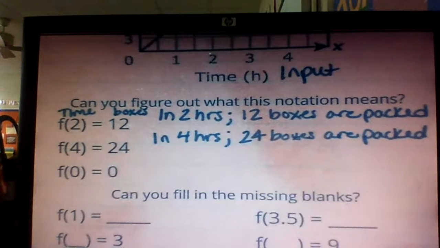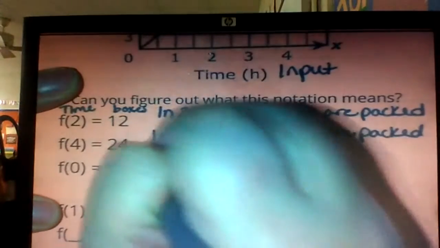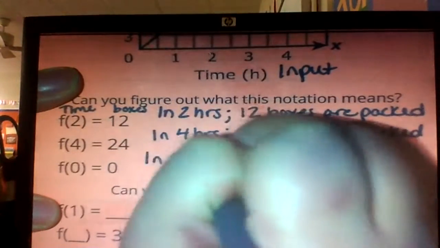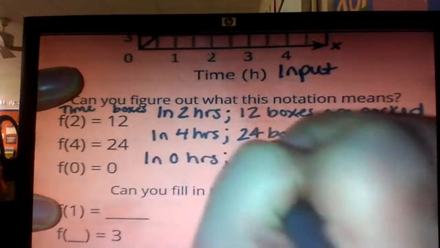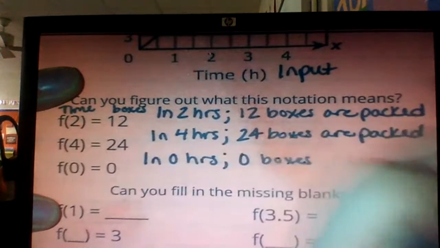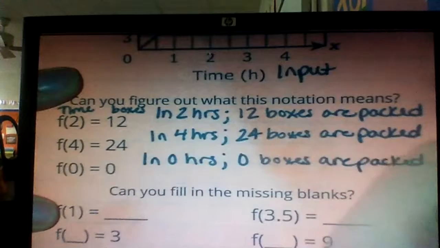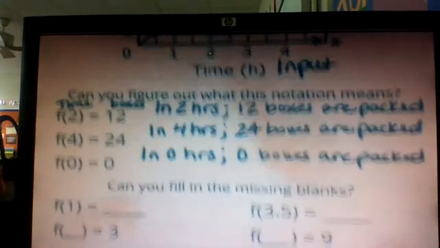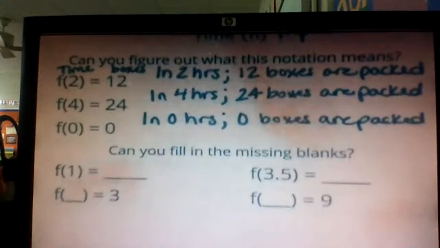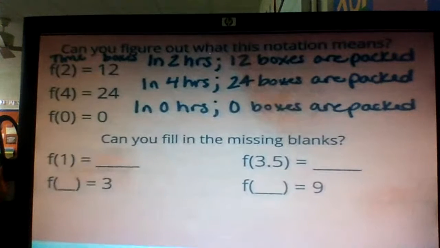f of 0 equals 0. No hours, so no boxes are packed. If you haven't done anything because you have no hours, so in 0 hours, we've packed 0 boxes.